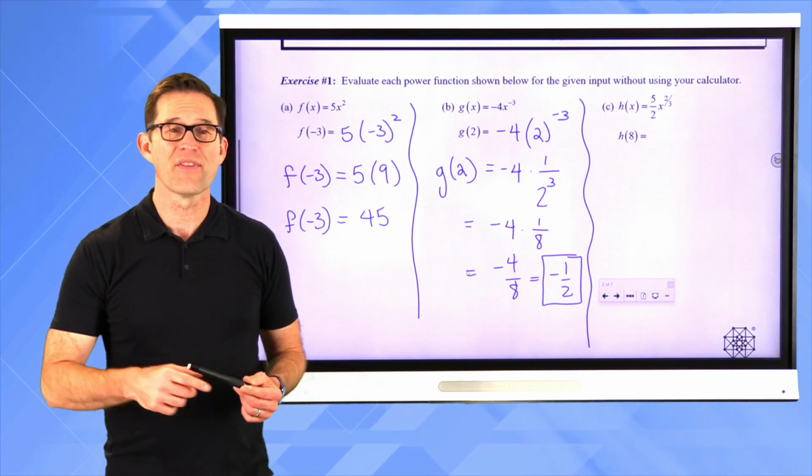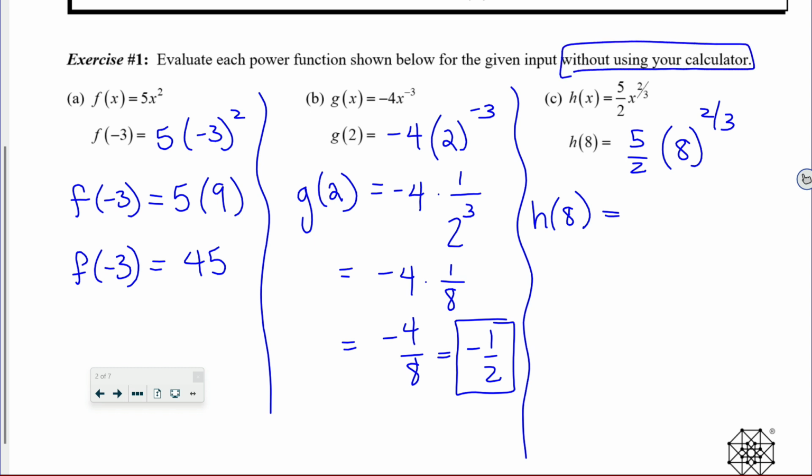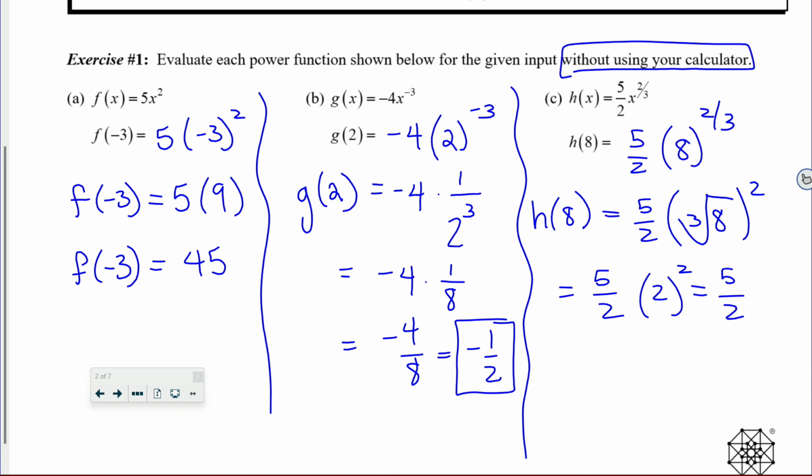All right, first things first, let's get that 8 into our function. So we've got 5/2 times 8 to the 2/3. Of course, you could do 8 to the 2/3 on your calculator, but this problem says to try to do it without using your calculator. So I'm going to leave my 5/2 alone. 8 to the 2/3 is the cube root of 8 squared. The cube root of 8 is 2, squared. So that's going to be 5/2 times 4, which is going to be 20/2, and that is equal to 10.